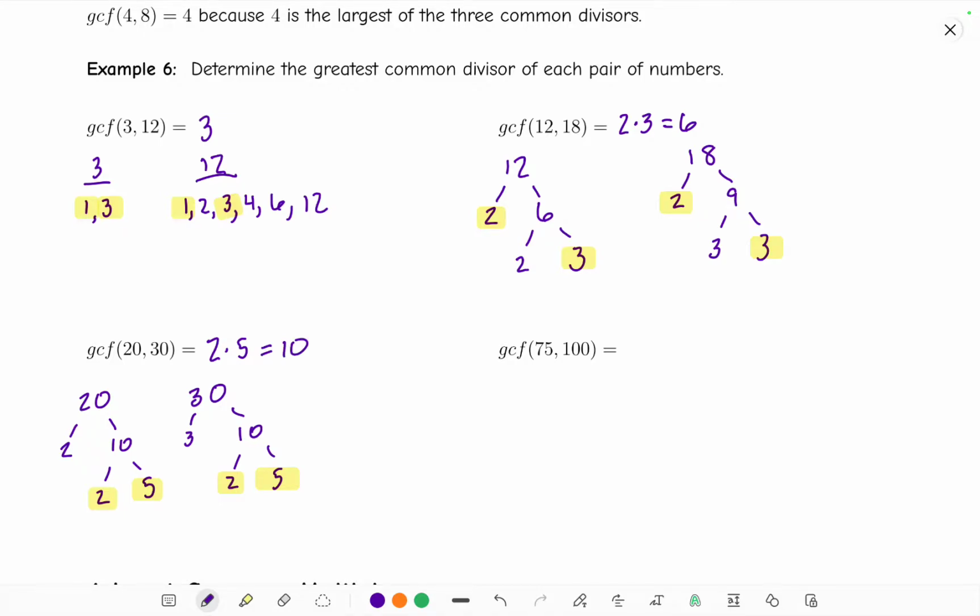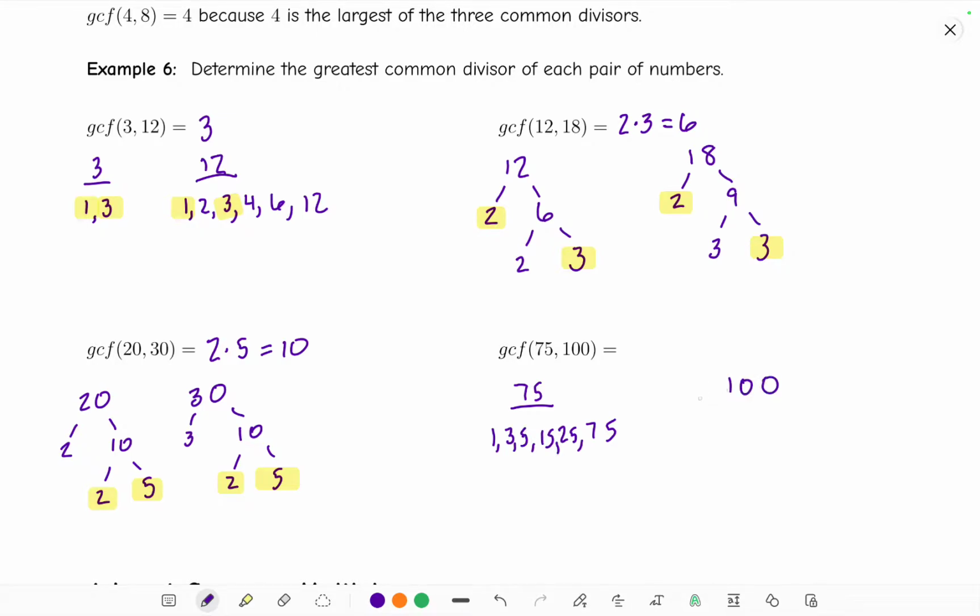Now 75 and 100. I'll go back to the brute method way just so you see it twice. So 75, well, that's 1 and 75. 5 and 15. Oh, I skipped 3. Sorry. 3 and 25. 5 and 15.